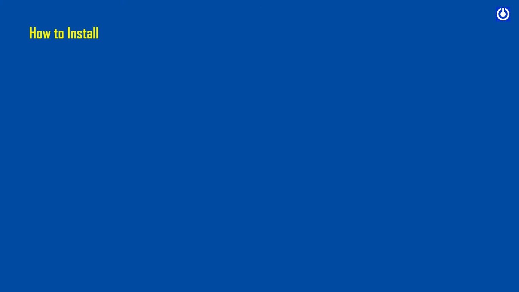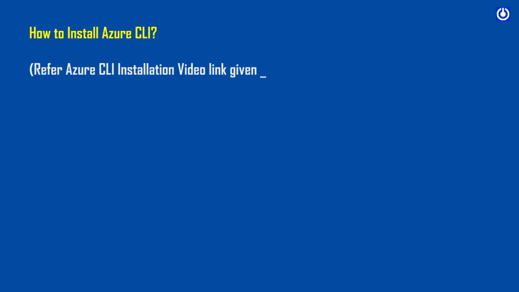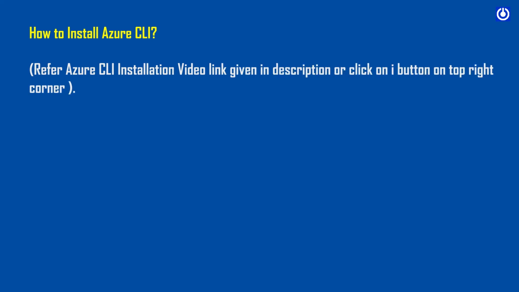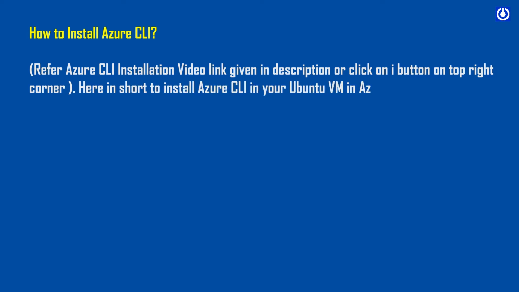How to install Azure CLI. Refer to the Azure CLI installation video link given in the description, and click on the I button on the top right corner. Here in short, to install Azure CLI in your Ubuntu VM in Azure Cloud, use the below bash command to install it.